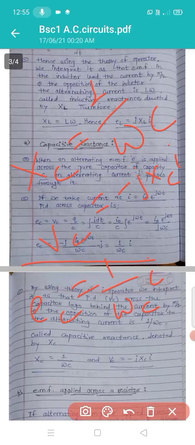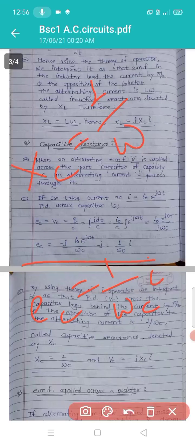By using the theory of j operator, we interpret it as that the potential difference across the capacitor lags behind the current by pi by 2, and the opposition of the capacitor to the alternating current is 1 upon omega C, and that is the capacitive reactance. It is denoted by Xc, and it is equal to 1 upon omega C, and Vc is given as minus j Xc into I. Understood? The capacitive reactance.